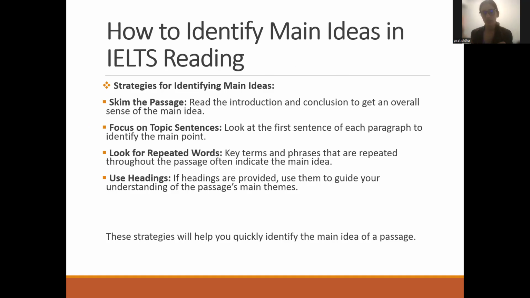So we are going to skim through the overall text. We are going to focus on the topic sentences. We will look at the first sentence of each paragraph to identify the main point, what it is going to talk about, right? We look for any pattern that is there, so we will focus on repetition as well. We will use headings too, right? Sometimes there are headings, sometimes there are not. If there are not, we will just focus on creating one of our own.